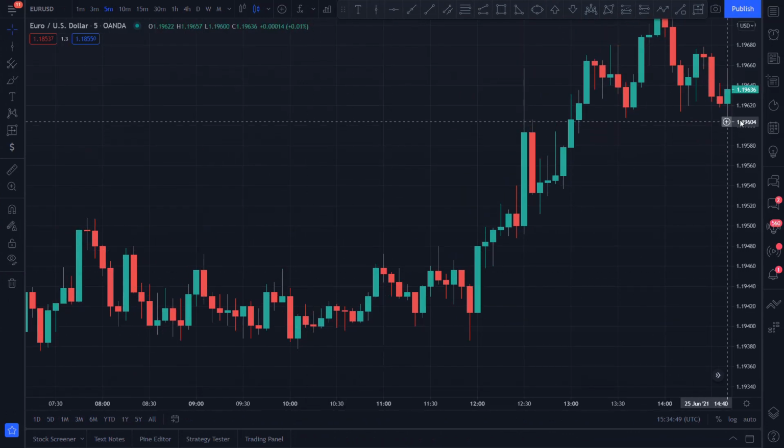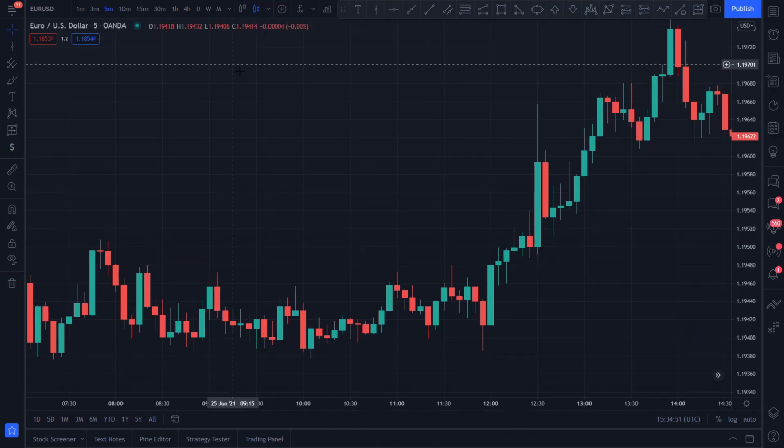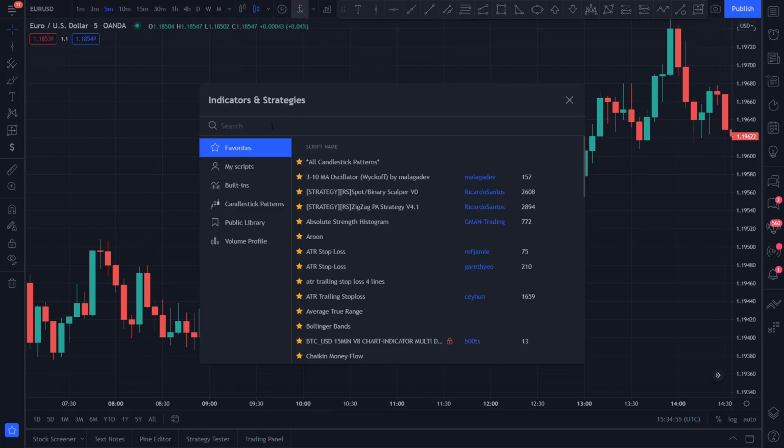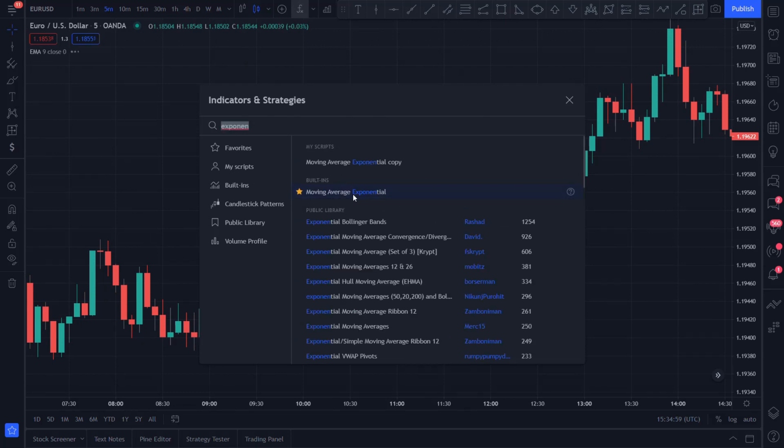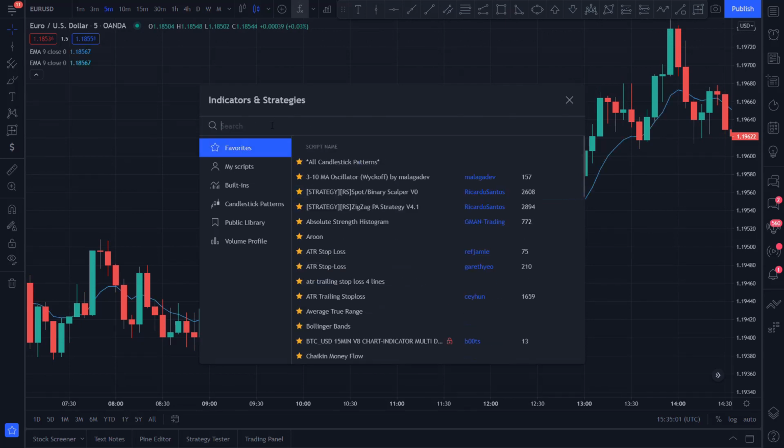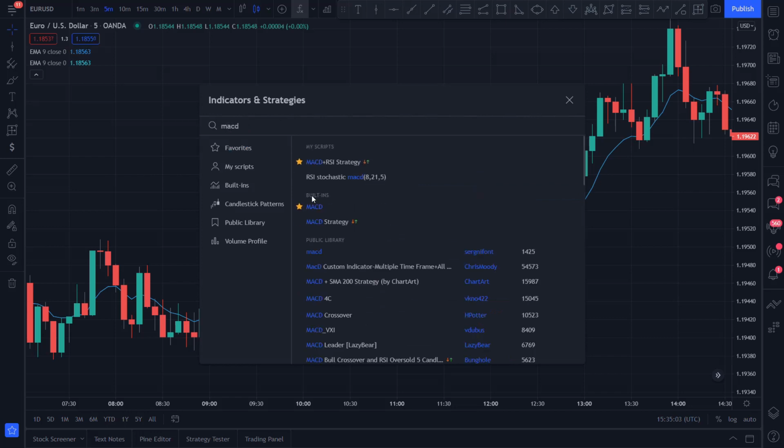Okay, so for this strategy, we are going to use two exponential moving averages and the MACD. So let's type in exponential moving average and click it 2 times. Now type in MACD and click it once.